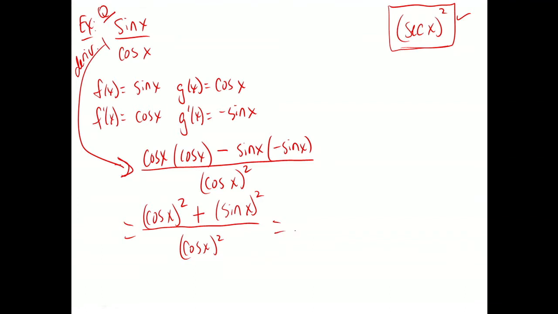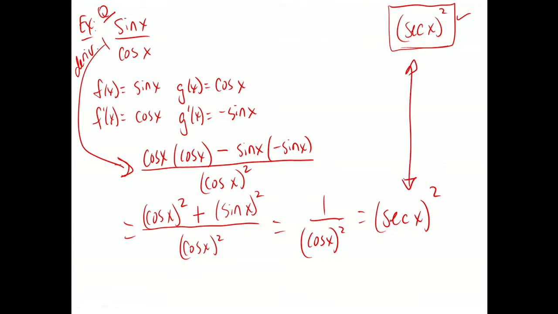So what I do actually have here is 1. The top is just 1 over cosine of x squared. Okay? Oh, but 1 over cosine is secant. That's just the definition of what secant is. So this is really secant of x. That's 1 over cosine squared.